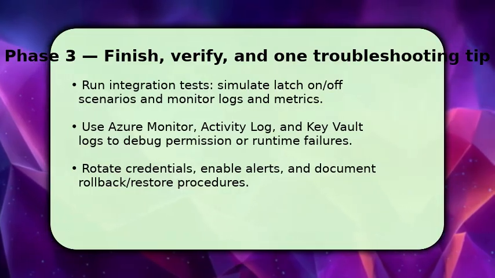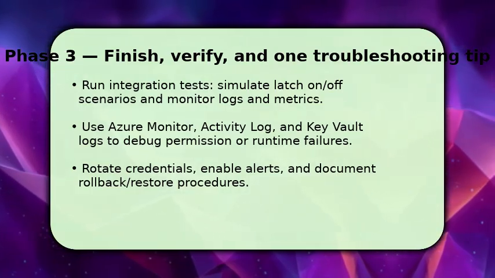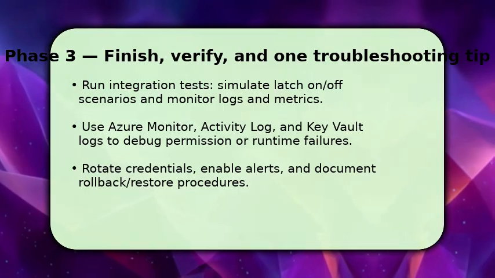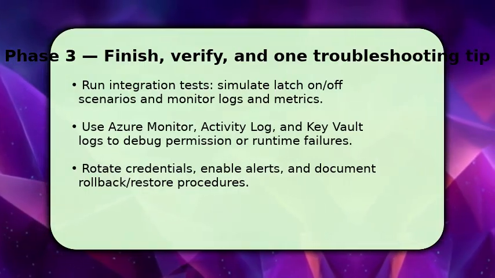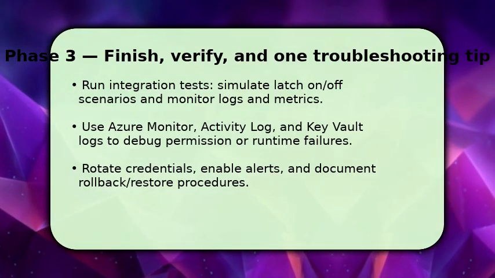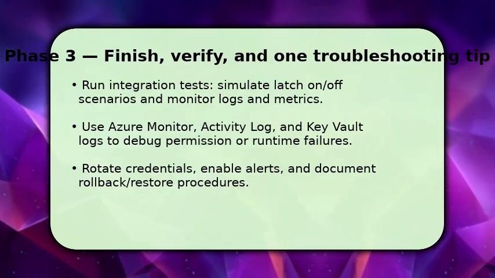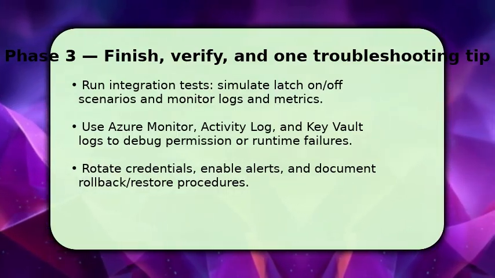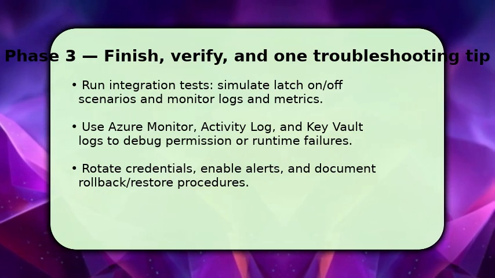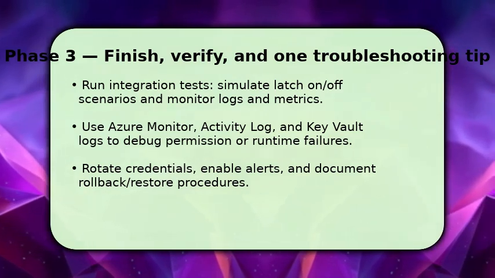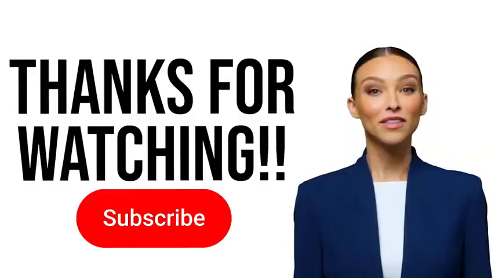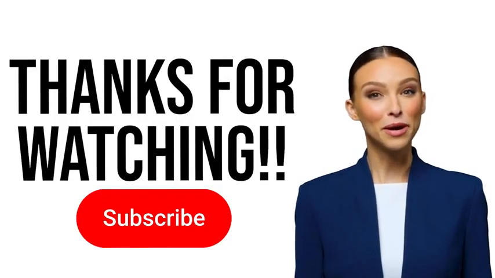If something fails, check key vault access and role assignments first, then redeploy the smallest failing component. Finally, rotate service credentials, configure alerts for anomaly detection, and document rollback steps so you can recover fast if production misbehaves.